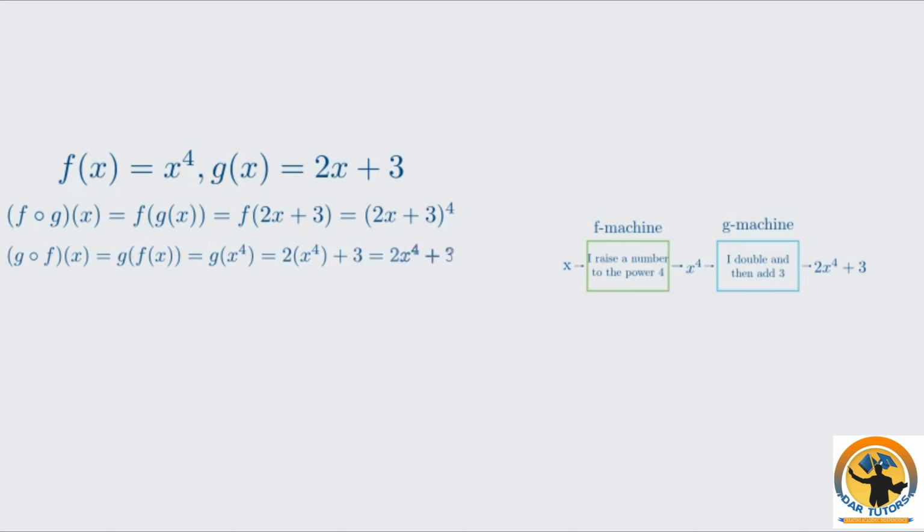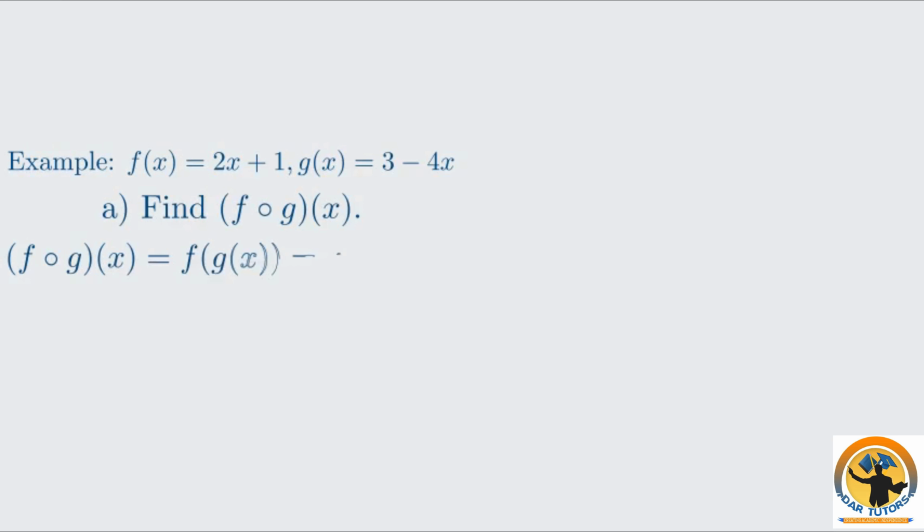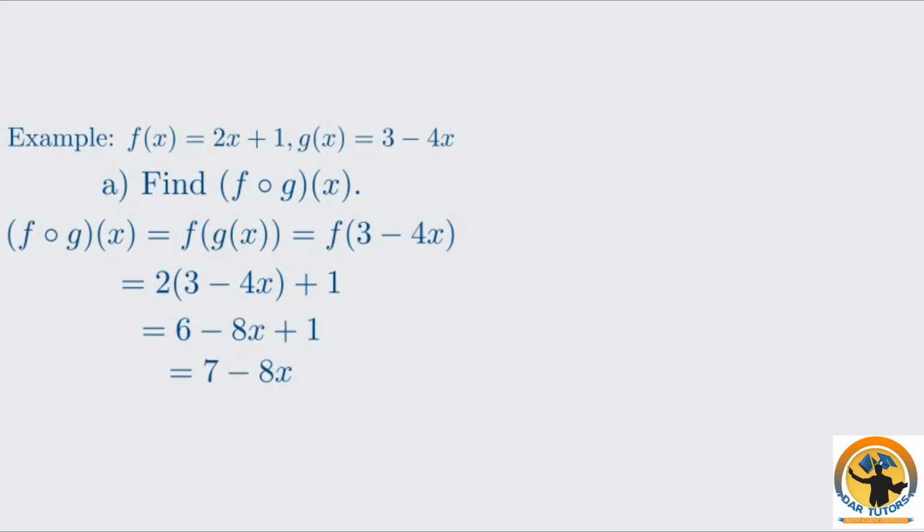As you can see, the two results are different. Let's work through another example. Given f(x) = 2x + 1 and g(x) = 3 - 4x, let's find f(g(x)). We substitute g(x) into f, which gives us 2 times the quantity 3 - 4x, plus 1. Expanding and simplifying gives 7 - 8x.